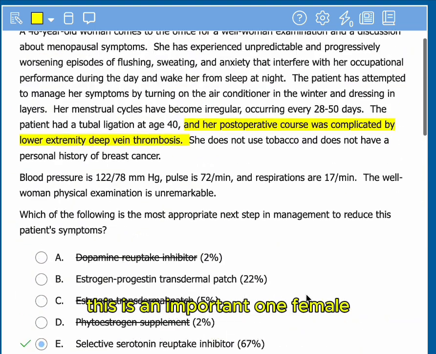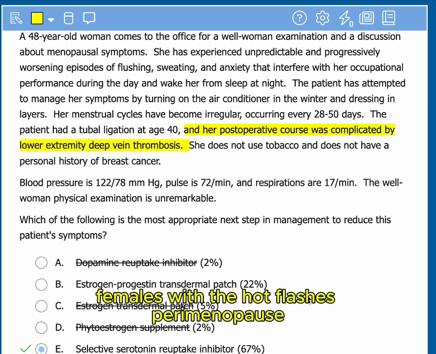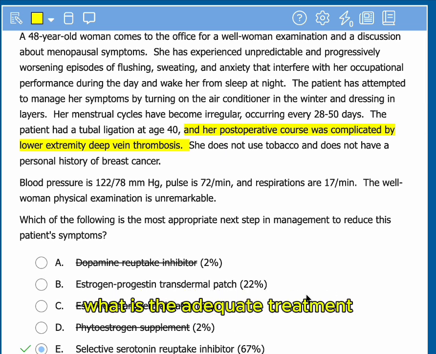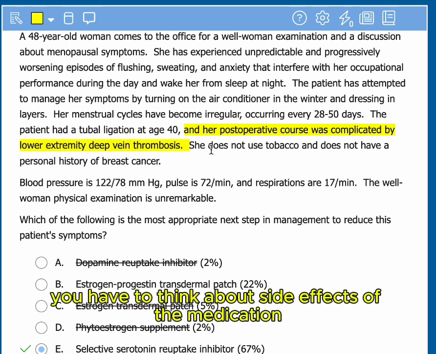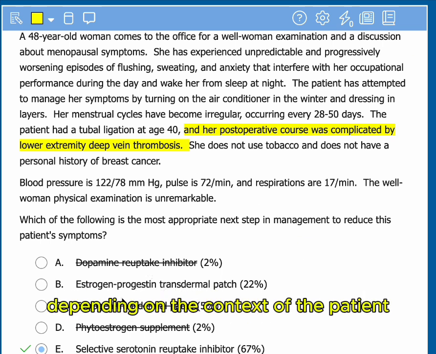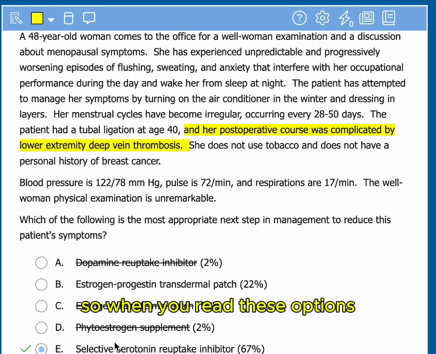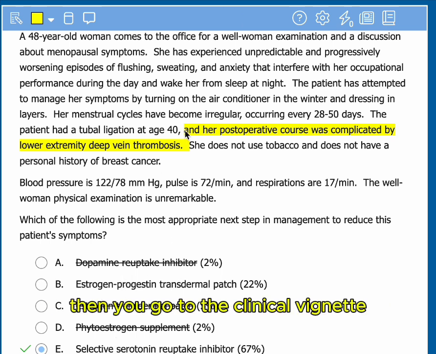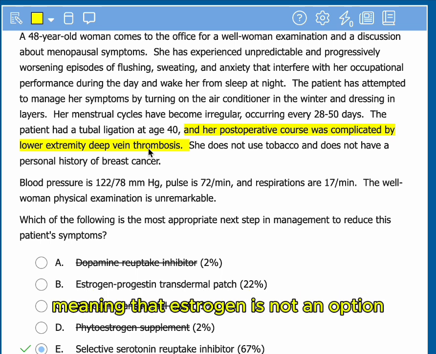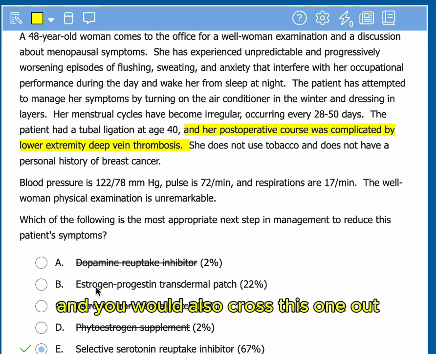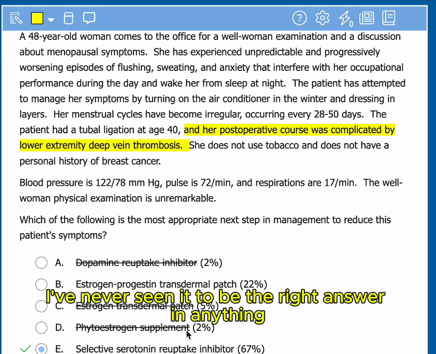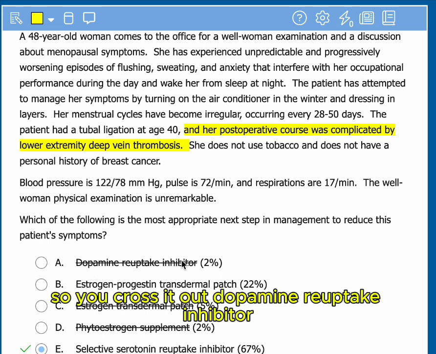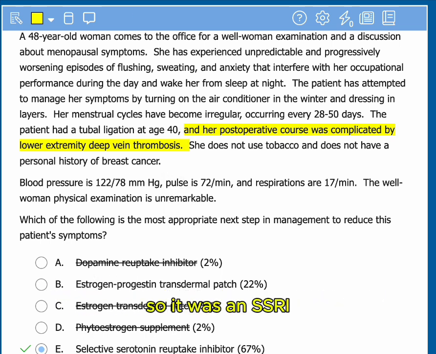We're about to finish. This is an important one. Females with hot flashes, perimenopausal, what is the adequate treatment? In this case, I did underline this because you always have to think about side effects of the medication. They're giving you all the options. Depending on the context of the patient, one option would be correct or another. When you read these options, then you go to the clinical vignette and you see that she had deep vein thrombosis, meaning that estrogen is not an option. So you would cross this one out and this one out, and it would leave you these others. Phytoestrogen supplement, I've never seen it to be the right answer in anything, so you cross it out. Dopamine reuptake inhibitor, never seen that in this context, so it was an SSRI.